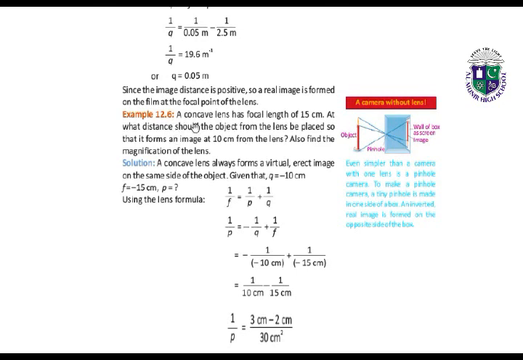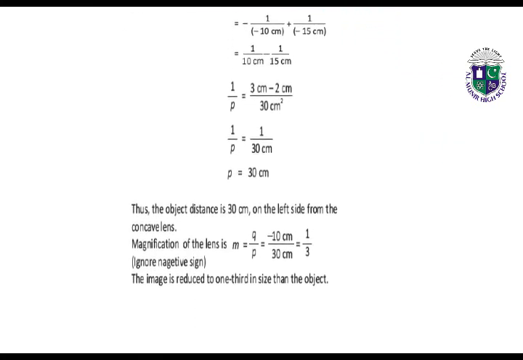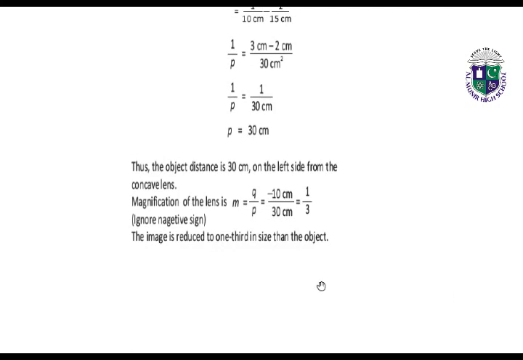Example 12.6. A concave lens has a focal length, which is given as 15 centimeters. At what distance from the lens should the object be placed so that it forms an image at 10 centimeters from the lens? So here q is minus 10, f is minus 15, and we have to find the value of p by putting the values in this equation. By calculating it, we will get the value of p. Thus the object distance is 30 centimeters on the left side of the concave lens.